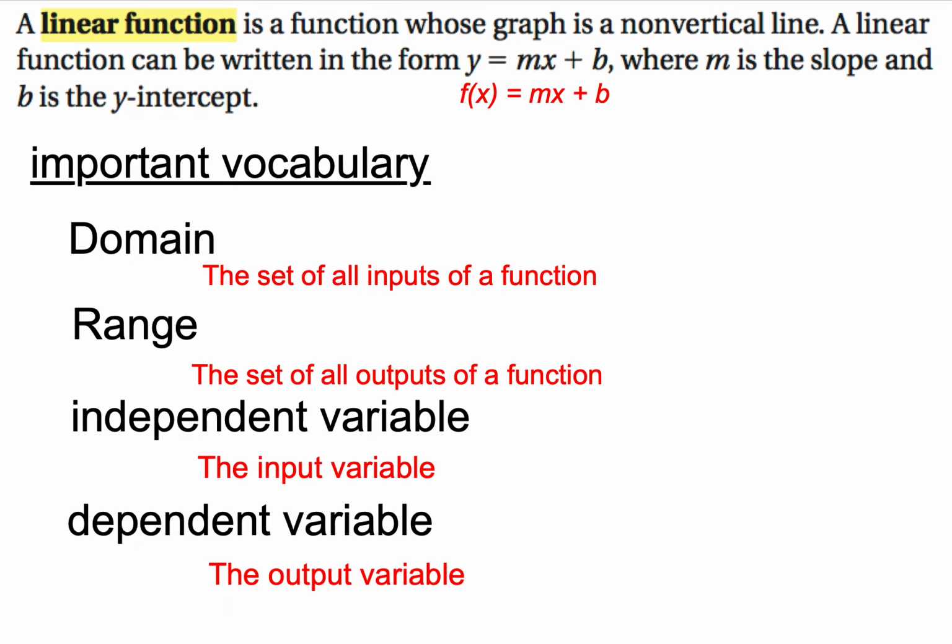Some important vocabulary. Remember that domain is the set of all inputs to a function. The range is the set of all outputs. Those are your y values of a function. Independent variable is another name for the input variable, and the dependent variable is another name for the output variable, which would be your x and your y. Your domain is your possible x's, your range is your possible y's.